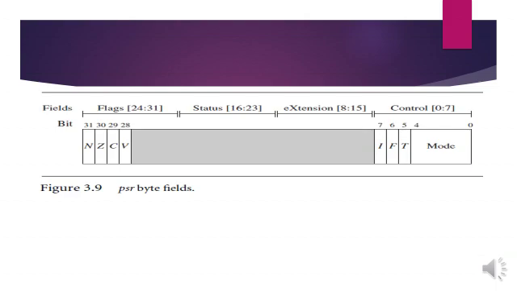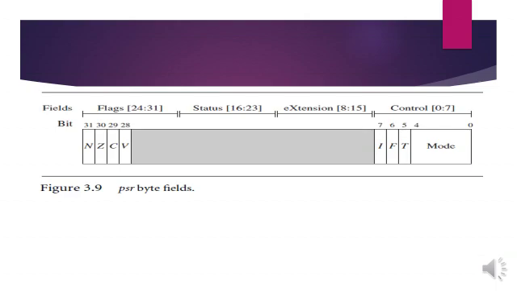Let us discuss each field in detail. Starting with the first, the flags field consists of the upper 8 bits of the CPSR. Out of these 8 bits, the upper 4 bits are used as conditional flags, whereas the remaining 4 bits are unused. Each of these conditional flags is set to one based on the ALU operation. Let us discuss each flag in detail.